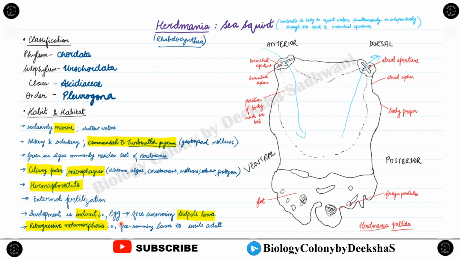Development is indirect. Egg gives rise to a free swimming tadpole larva. It has retrogressive metamorphosis, that is, the free swimming larva converts to a sessile adult, which is a degenerative condition.